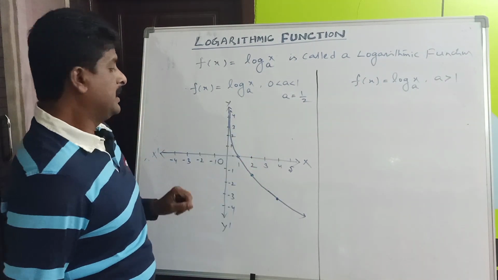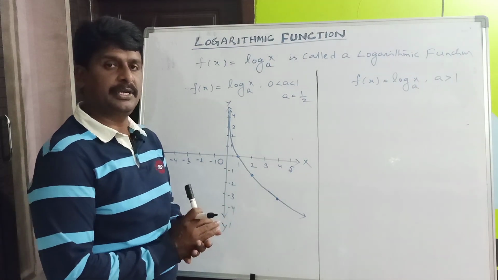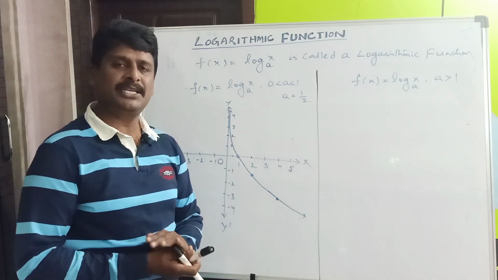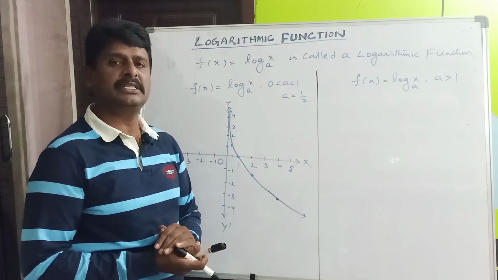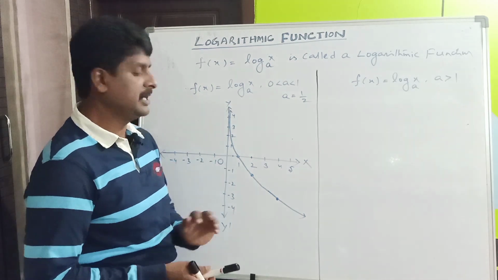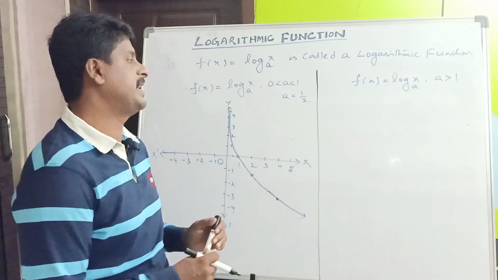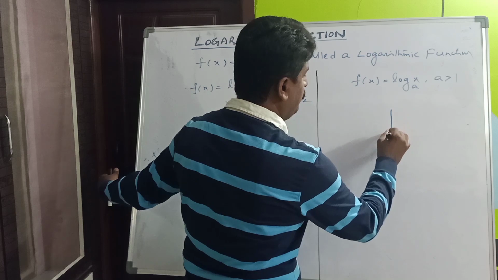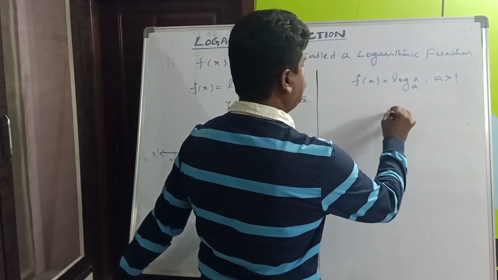Observe that in the previous function, the exponential function f of x is equal to a power x, where the base a is between 0 and 1, the graph of the function is asymptotic to the x-axis. Now the graph of this function is asymptotic to the y-axis. Now let's go to the second case of the same function, the logarithmic function.